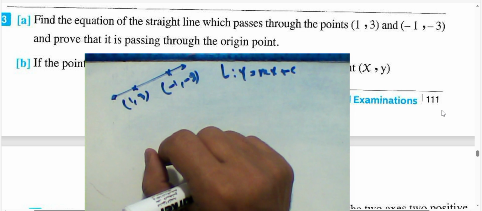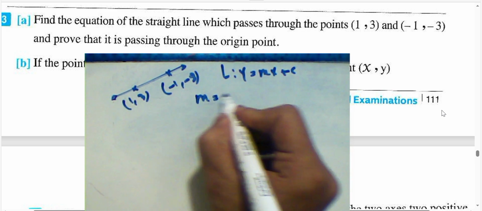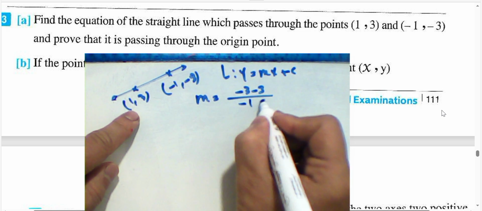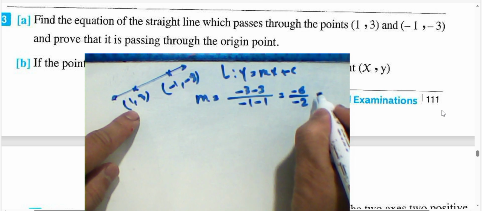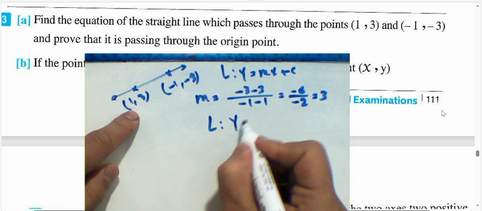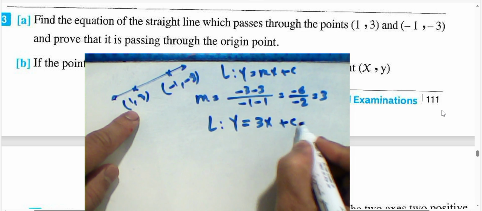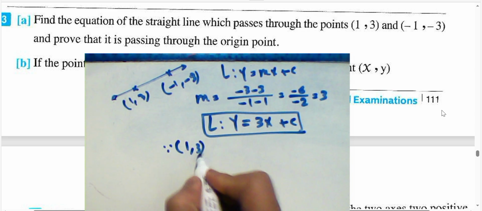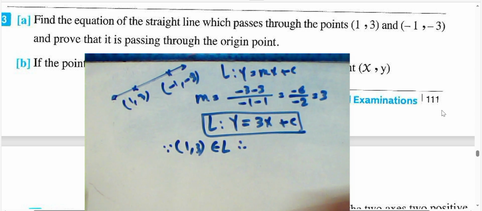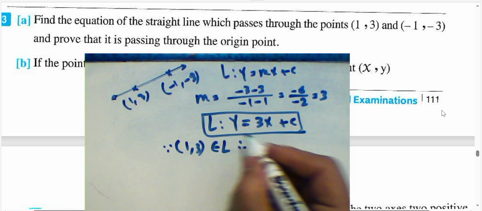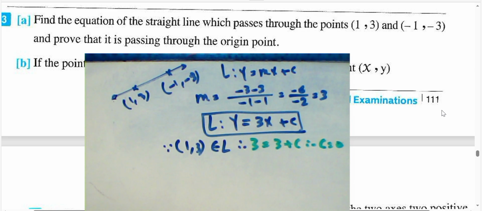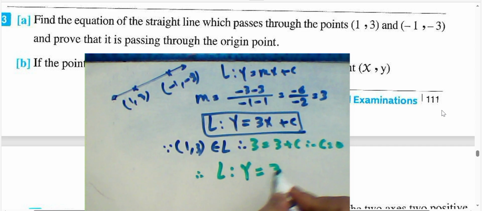Since the straight line passes through 2 points, you can find the slope. Slope equals y2 minus y1 over x2 minus x1: negative 3 minus 3 over negative 1 minus 1. The result will be negative 6 over negative 2, which is 3. Then L is y equals 3x plus constant. Put any point like (1, 3), which is a point on the straight line, so it satisfies the equation. Put y equal 3 and x equal 1: 3 equals 1 times 3 plus constant. And the constant here will be 0. Then the equation is y equals 3x.